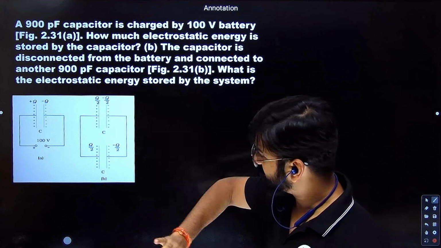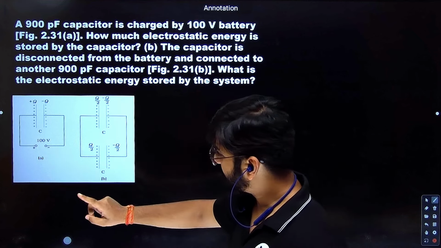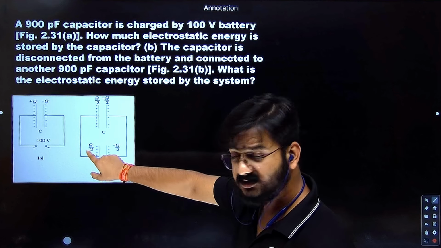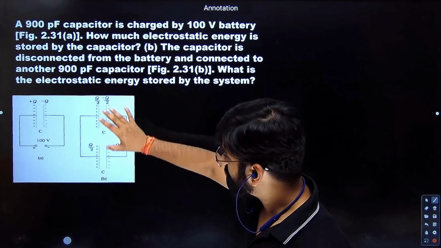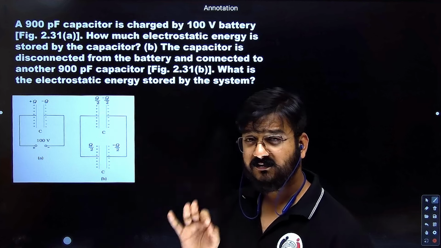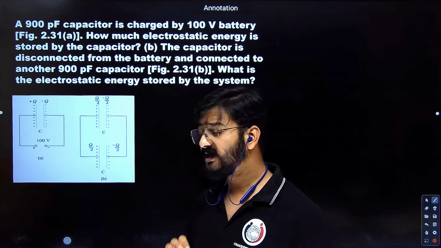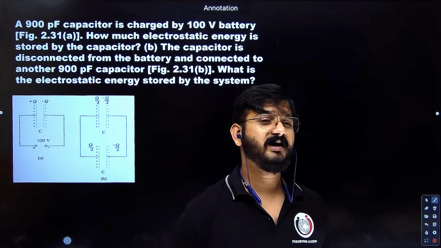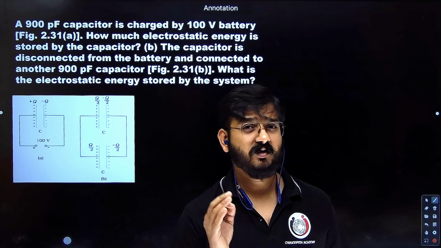In the second figure, if you observe, I remove the battery and replace it with a capacitor. As of now, ignore the charge. Just assume that two capacitors are connected. The first question that comes to our mind is whether this connection is series or parallel. Most of the students are confused. They are not able to identify whether this is a series connection or a parallel connection.